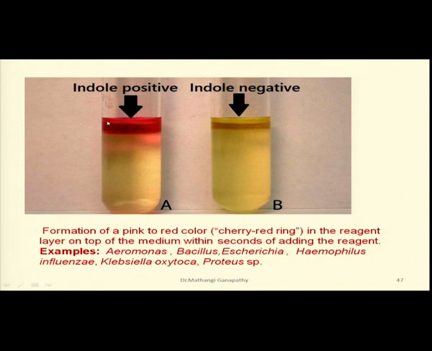For example, this is another picture which shows two reactions. This layer, the reddish orange layer or a deep red, cherry color layer, shows an indole positive reaction. This creamy color where you do not see much change is an indole negative reaction. For example, among the food pathogens which show indole positive, Aeromonas, Bacillus, E. coli, Haemophilus influenzae, Klebsiella, all those are indole positive.